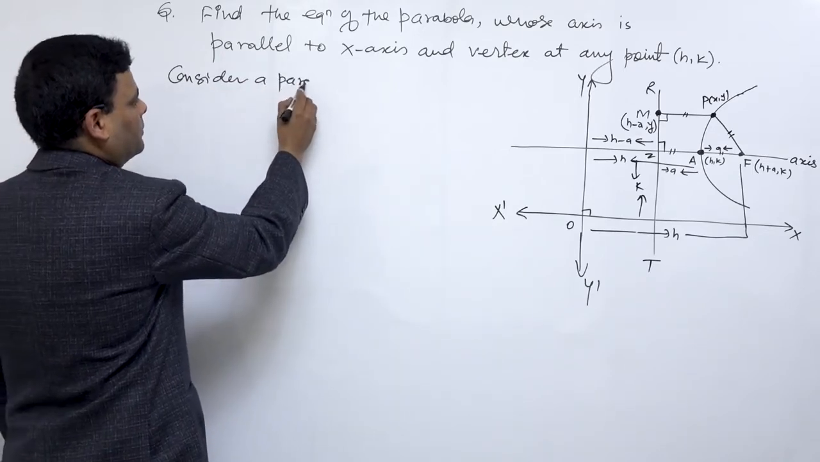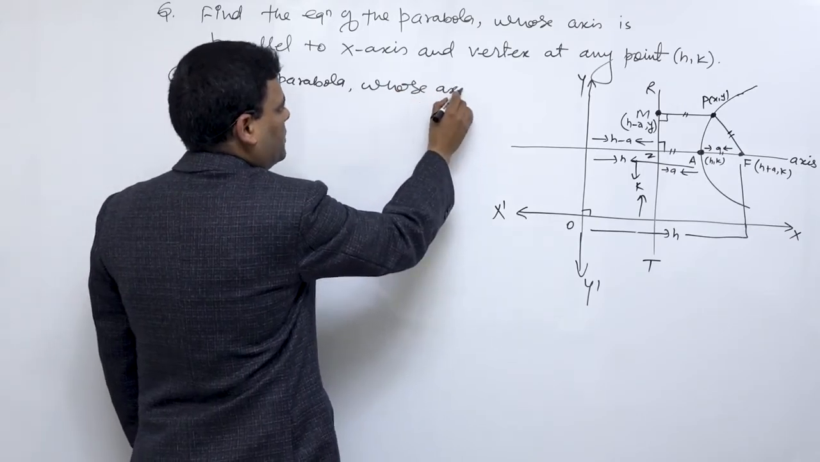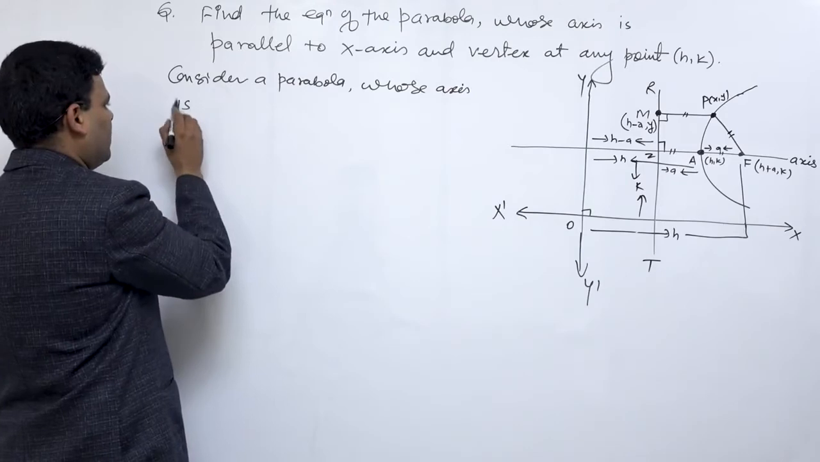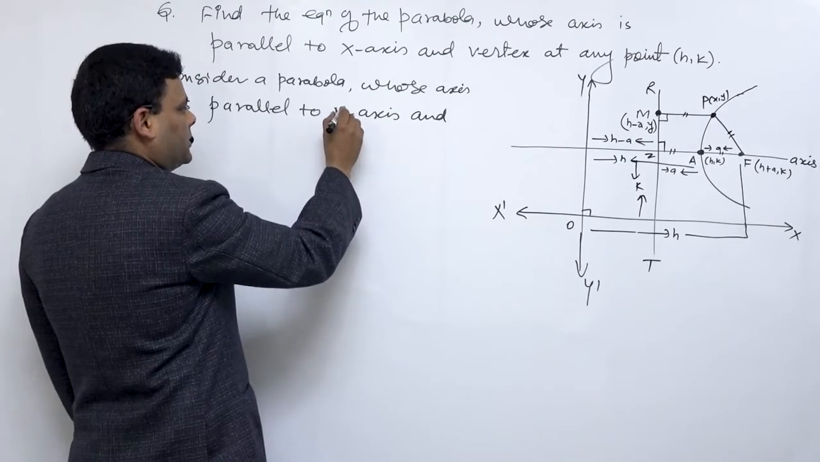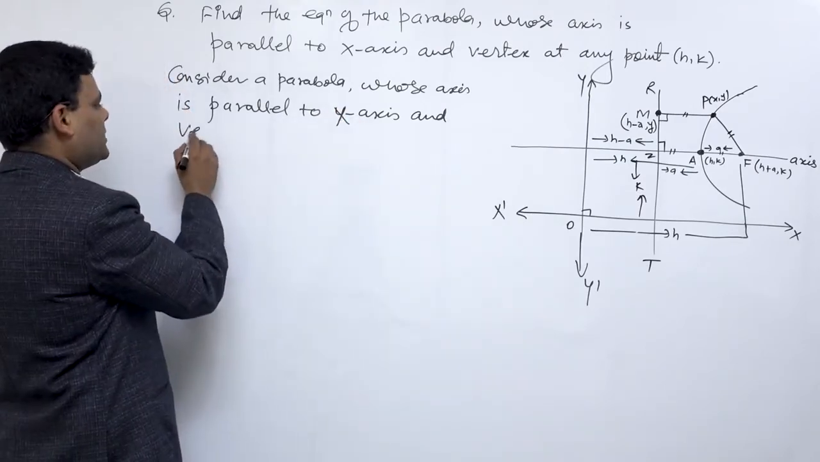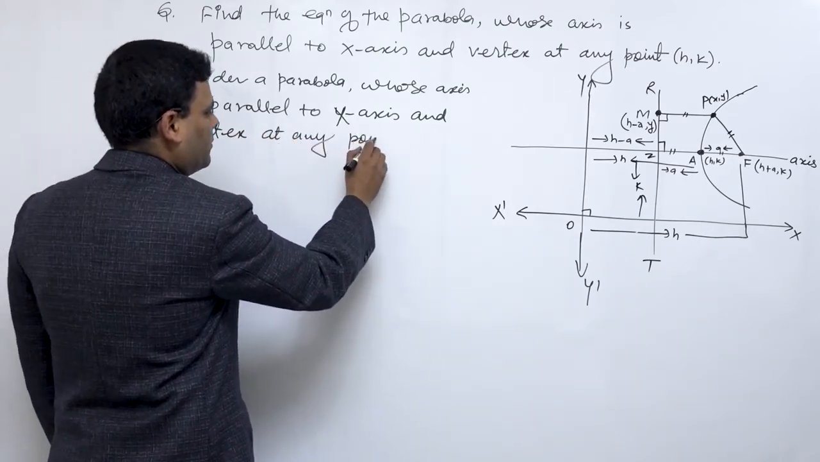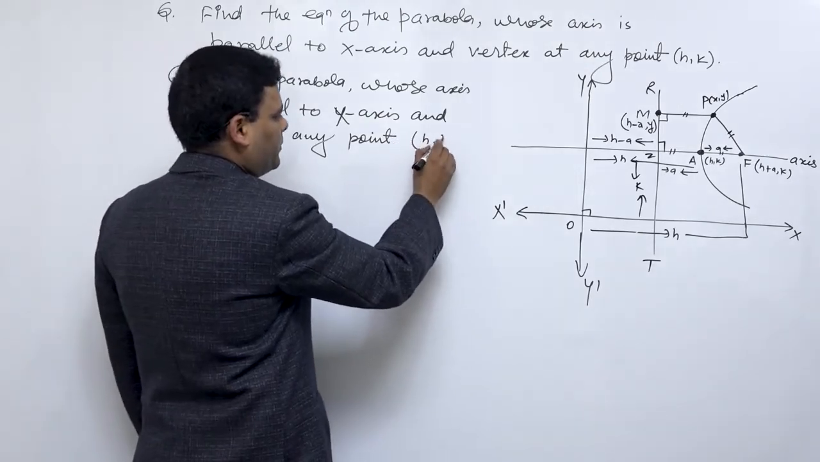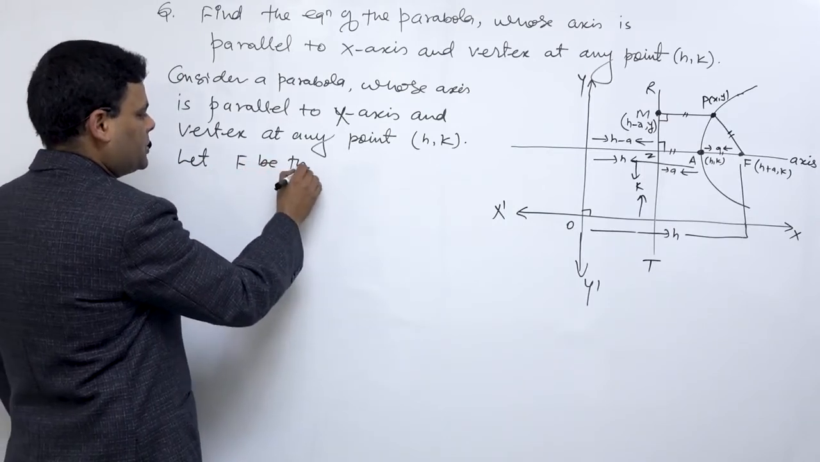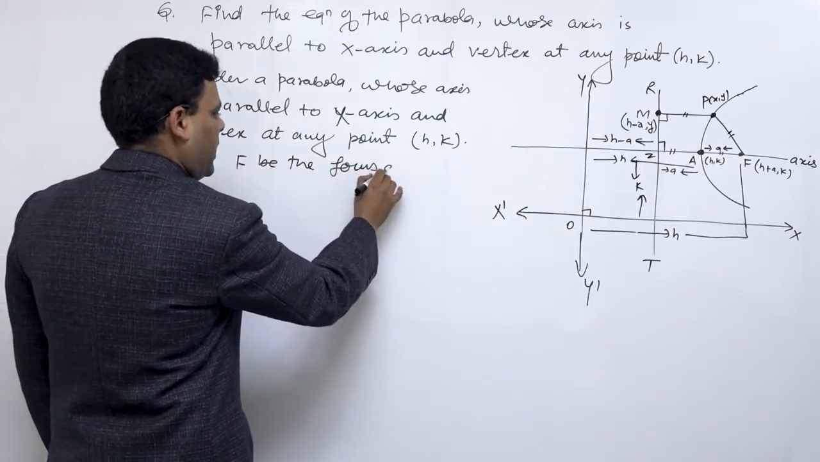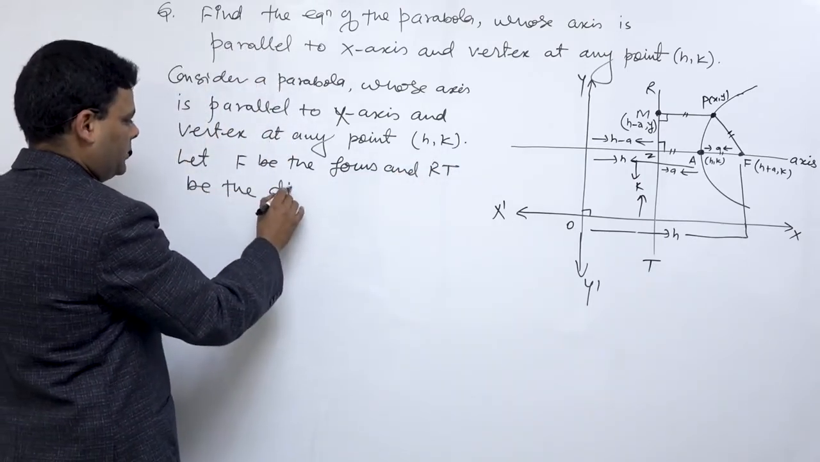So we can write here: a parabola whose axis is parallel to x-axis and vertex at any point h comma k. Let F be the focus and RT be the directrix.